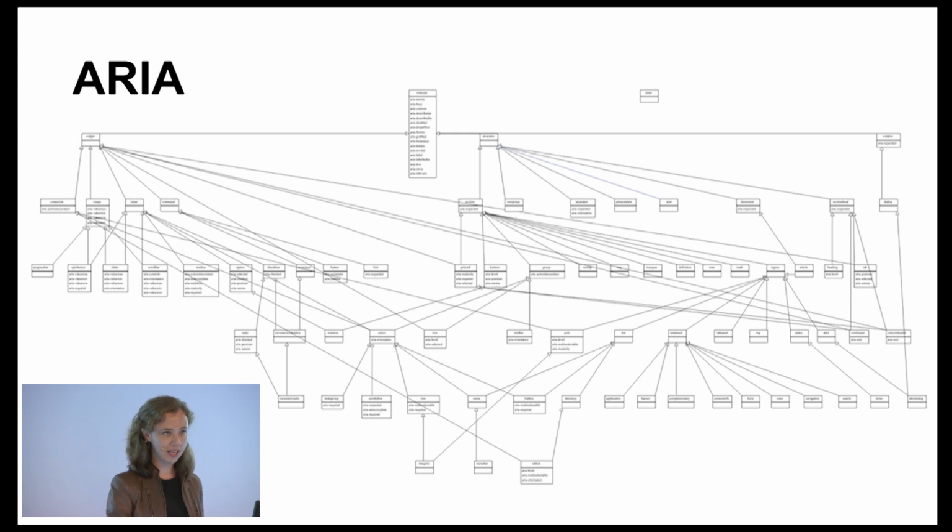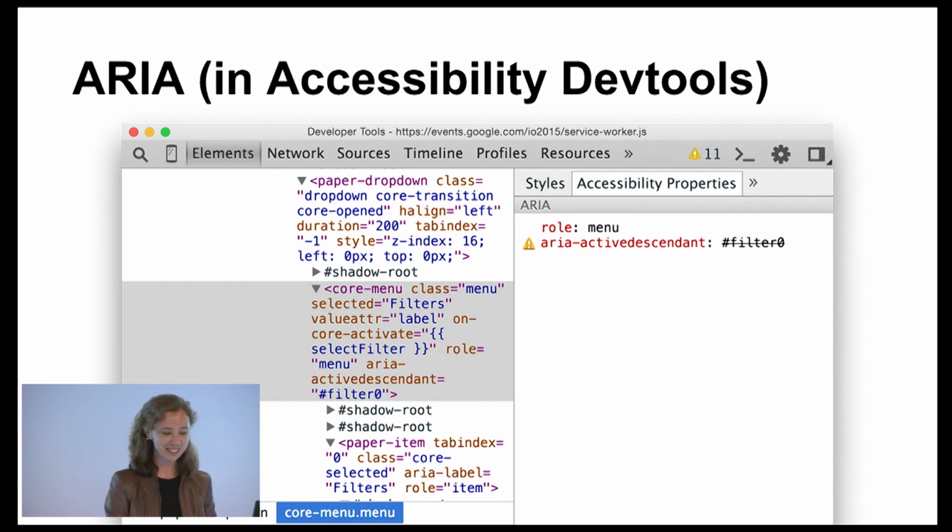All right, so taking each of those areas in turn. Yeah, this is the ARIA spec. I've internalized that as well. It's my job. Sucks. All right, so this is what the accessibility properties pane looks like when I'm looking at this nice Polymer custom element. It has a role of menu, which is great. It's working. It's doing its job.